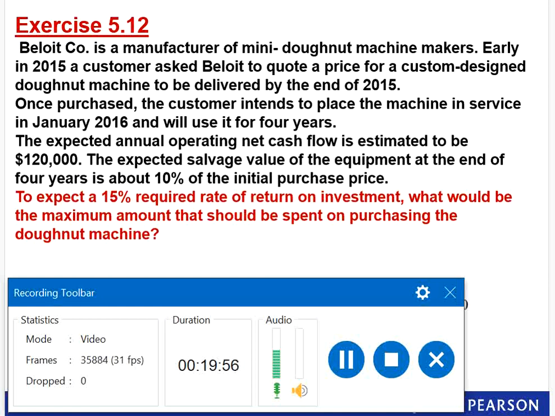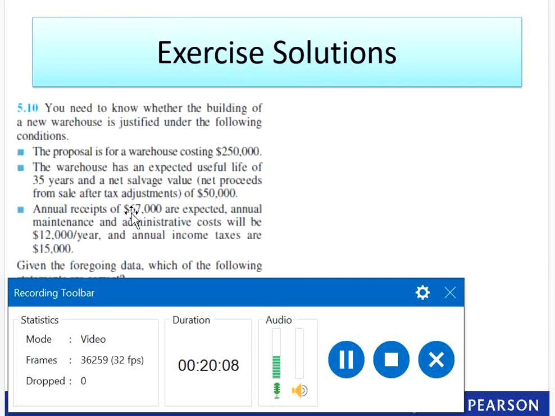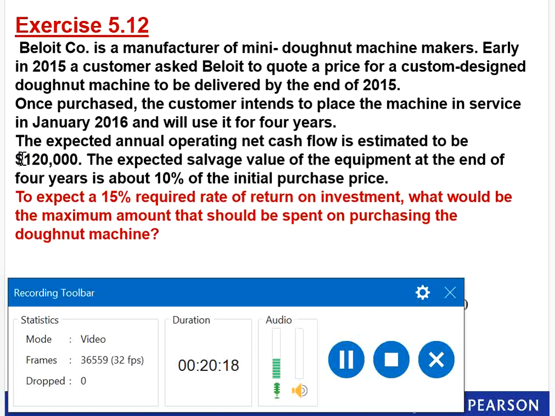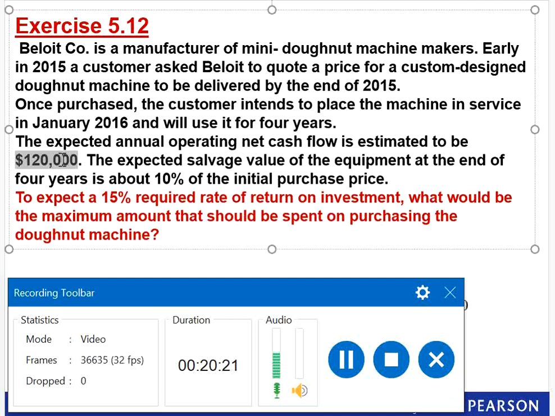As compared to the previous question, where we had to calculate the net cash flows, here net cash flows are given. See, in that question this was the inflow and these were the two outflows which we had to calculate to get a net cash flow. But in this question it is given: 120,000 is the net cash flow. Expected salvage value at the end of 4 years is given as 10% of the initial purchase price.